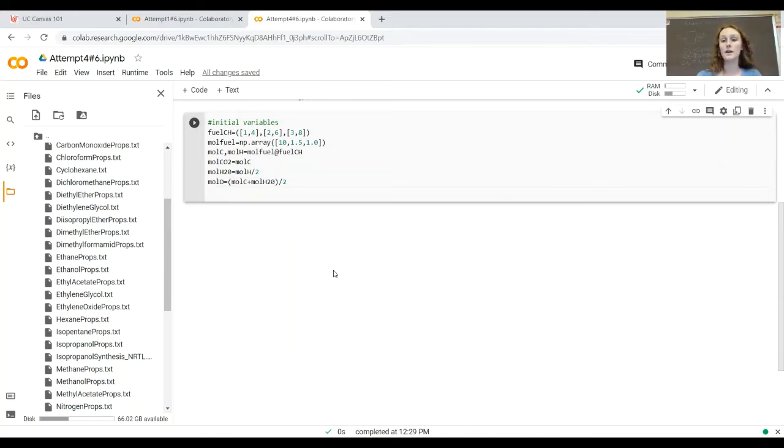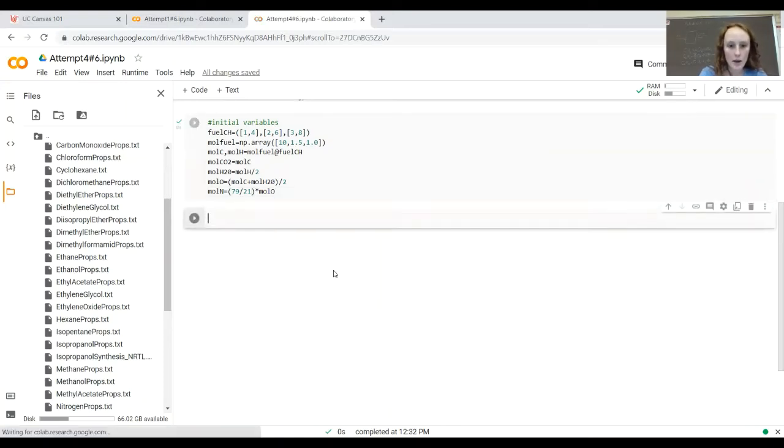Alrighty, and then finally, it seems complicated, but I think this is the easiest. Did it so many times already. Moles of nitrogen is going to be equivalent to the same ratio it is always, 79 to 21. Because we have 79% nitrogen, 21% oxygen in our air, it's going to be multiplied by the moles of O, which we have already initialized. You can go ahead and run that, and it looks like it went really well.